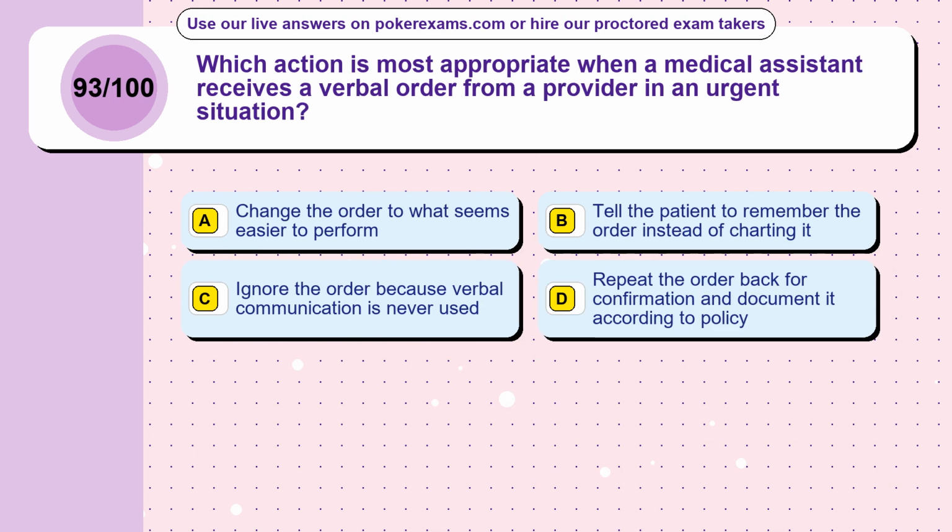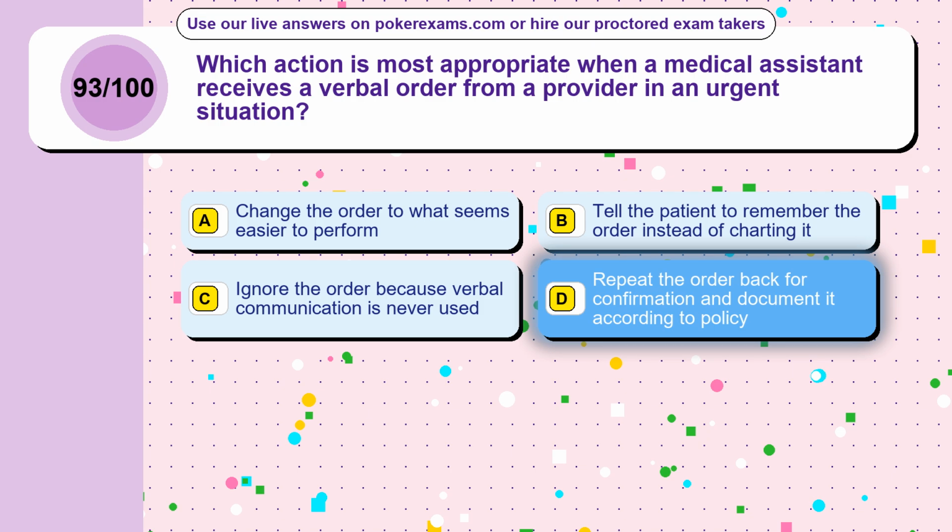Question 93. Which action is most appropriate when a medical assistant receives a verbal order from a provider in an urgent situation? Option A. Change the order to what seems easier to perform. Option B. Tell the patient to remember the order instead of charting it. Option C. Ignore the order because verbal communication is never used. Option D. Repeat the order back for confirmation and document it according to policy.